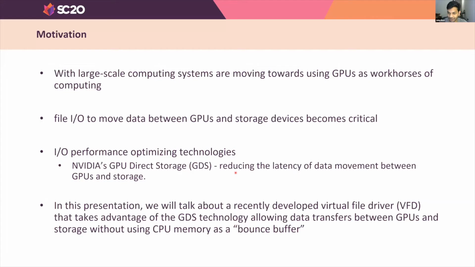So a little motivation before I get into the details. More and more applications are using GPU accelerators to accelerate their code, but the data movement to get the data to the GPU to start the compute is becoming more of a bottleneck. So there's this new technology NVIDIA is developing called GPUDirect storage that basically aims to reduce the latency for that data movement from storage to the GPUs. And in this presentation, I'll talk about what I developed to enable HDF5 to make use of this GDS technology and eliminate the CPU memory as the bounce buffer.